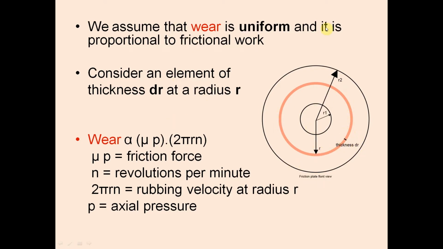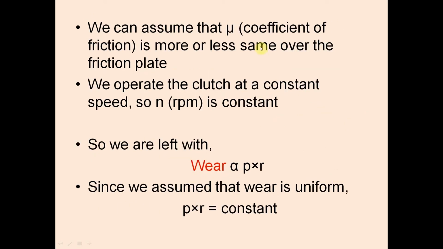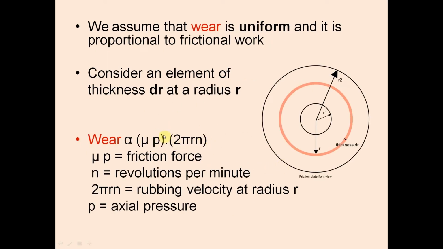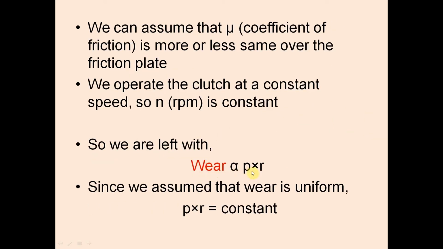So as we said, wear is proportional to friction work. We can write wear is proportional to mu into p into 2 pi rn. Mu into p is the friction force, n is the revolutions per minute, and 2 pi rn is rubbing velocity at radius r, and p is the axial pressure. We can assume that coefficient of friction is more or less same over the friction plate, and we will operate the clutch at a constant speed, so we can take n as constant also. So we are left with wear is proportional to p into r from this equation. Since mu, 2 pi and n are constants, we are left with wear is proportional to p into r.